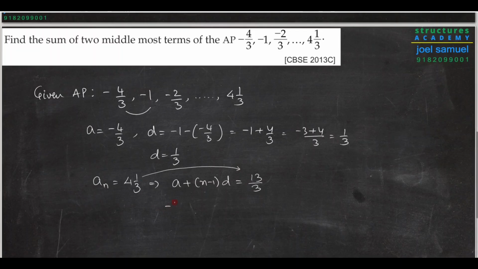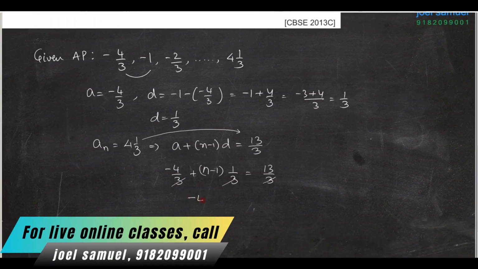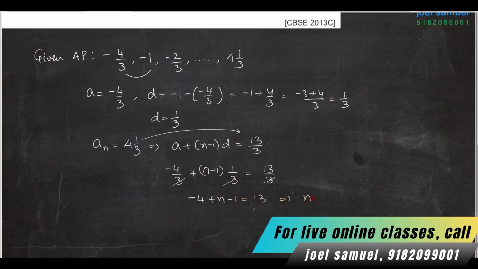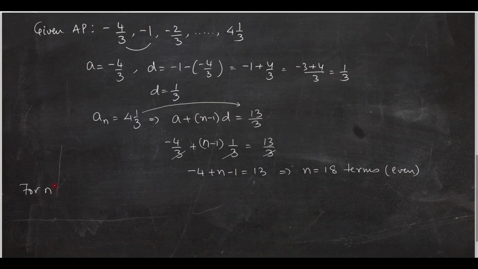We know the first term is minus 4 by 3 plus n minus 1 into d, which is 1 by 3, is 13 over 3. We can strike the 3's off and then we get negative 4 plus n minus 1 equals 13, which implies n is equal to 18 terms. So this is an even number, and we know if n is even, the middlemost terms are the n by 2th term and n by 2 plus 1th terms.